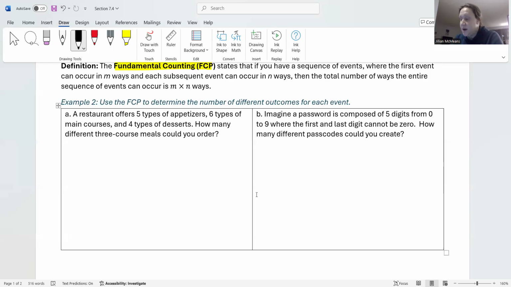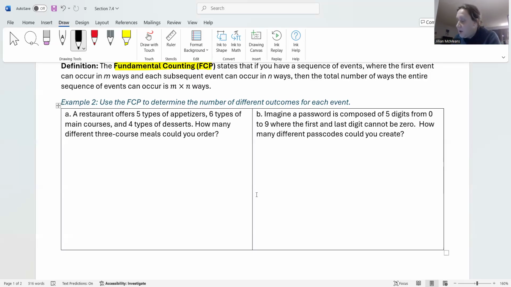Okay, so a restaurant offers 5 types of appetizers, 6 types of main courses, and 4 types of desserts. How many different 3-course meals could you order? I'm sitting here envisioning the Applebee's commercial for the 3 for me or something. It's like 10.99 and you get an appetizer, a main course, and a drink, or something similar to this right here. So how many different ways could you order a meal here?